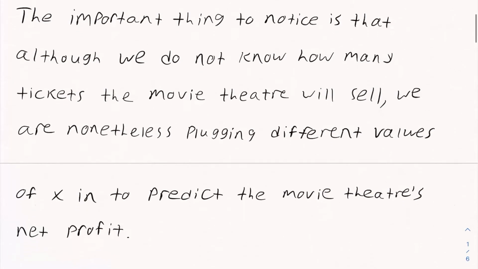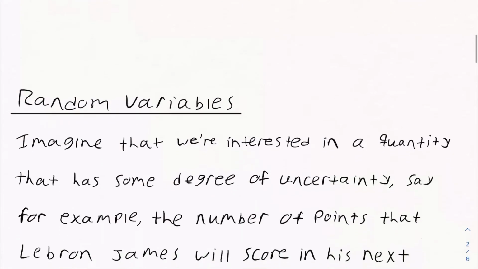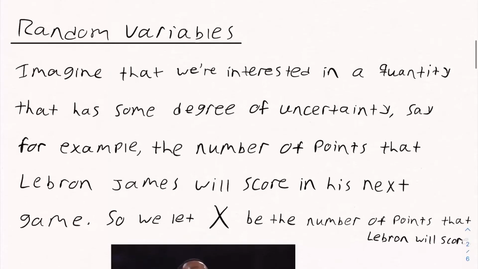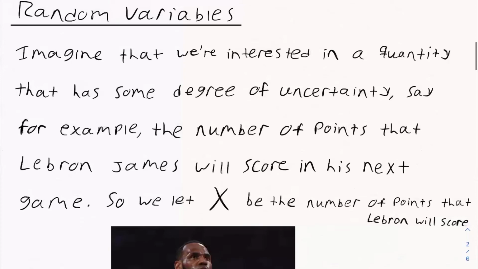So by contrast, let's try to explore random variables. And so let's say that we're interested in some sort of quantity that has some degree of uncertainty. Say, for example, we're trying to find out the number of points that our boy LeBron James is going to score in his next game. And let's represent this number by capital X. And then we're going to let capital X represent the number of points that LeBron will score in his next game.